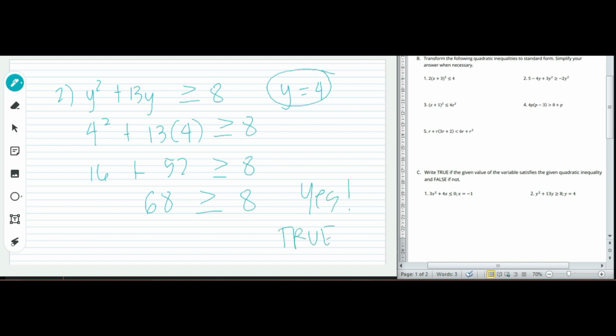So that is how you will answer this kind of question if it satisfies. You just have to substitute the value into your inequality, and then you just have to know whether it satisfies the given inequality. And that's it about quadratic inequality.